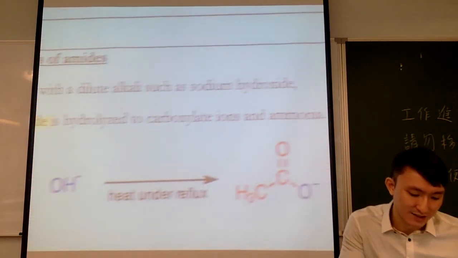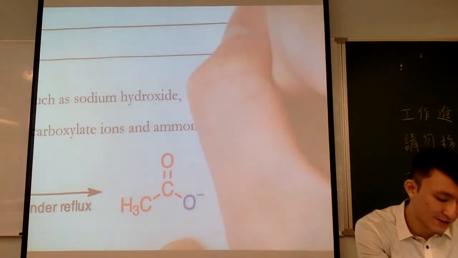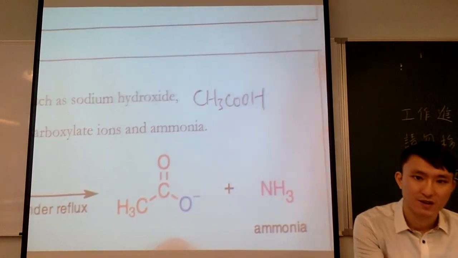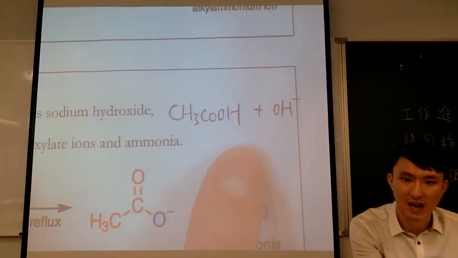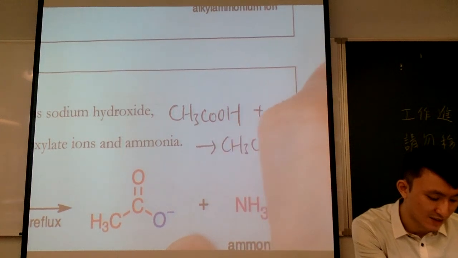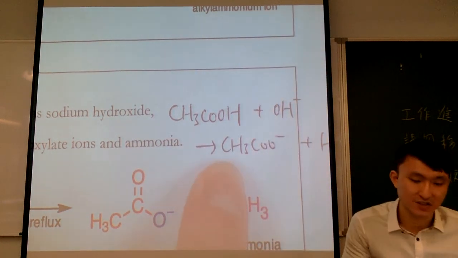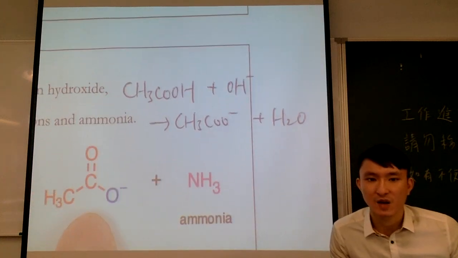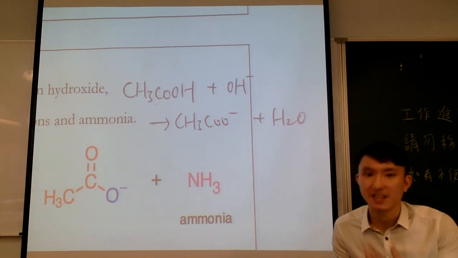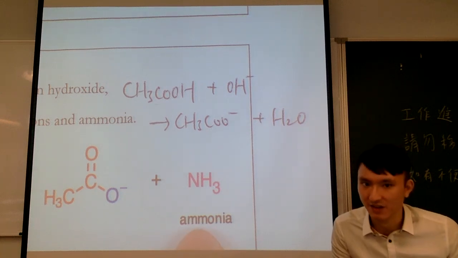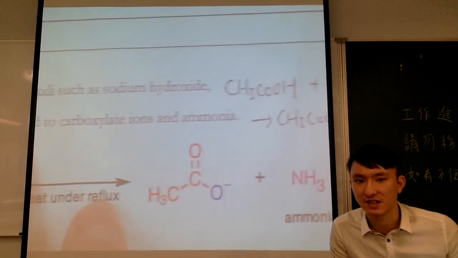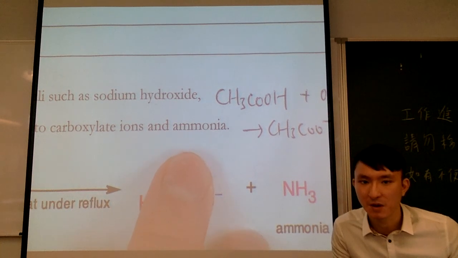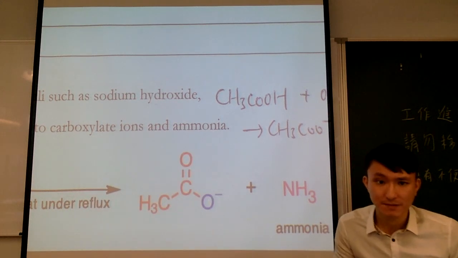So it turns out that, yes, because this is an alkaline medium, so you're supposed to form an ethanoic acid, but it will react with the alkaline medium, the hydroxide ion, to form the ethanoate ion. Okay? And this is the reason why you should put down ethanoate ion here instead of ethanoic acid. Now, ammonia is okay to exist in an alkaline medium because it is a weak alkaline. Okay? So that's why you see here, unsubstituted amide is hydrolyzed into carboxylate ion and ammonia. Alright? So that's the idea.